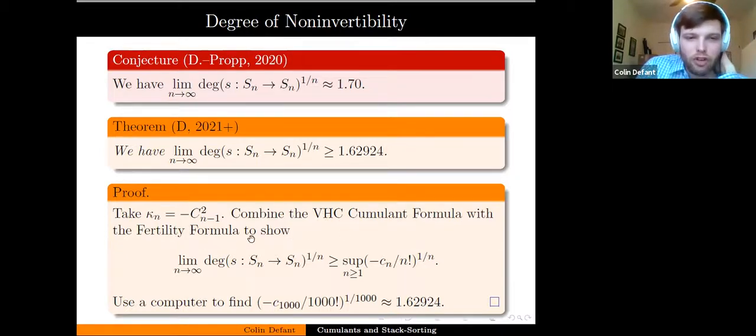And I can use that to show that this limit that I care about is at least this supremum where these little c's are the classical cumulants. And then I just have to compute the value of this expression here for n equals, say, 1000. And that gives me my lower bound. I should mention that I actually don't know how to figure out what these classical cumulants are explicitly.